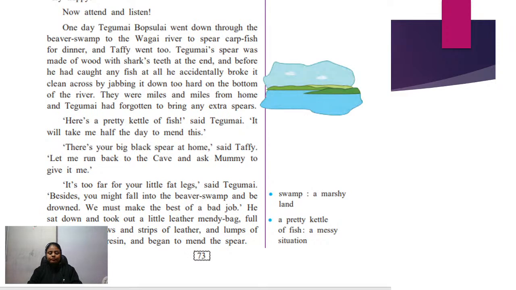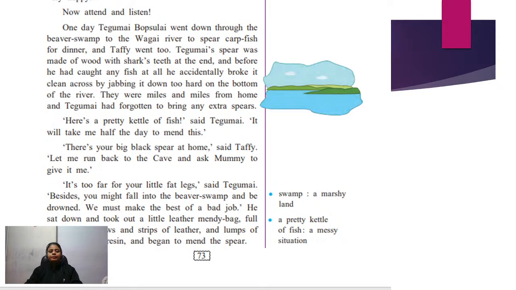to bring. To this, Tegumai says, "Dad, the cave is too far and Taffy is too small to go." He is afraid that she will fall into Beaver Swamp and might be drowned also. And hence, he can't allow Taffy to go all alone. He says it would be better if he mends that spear.